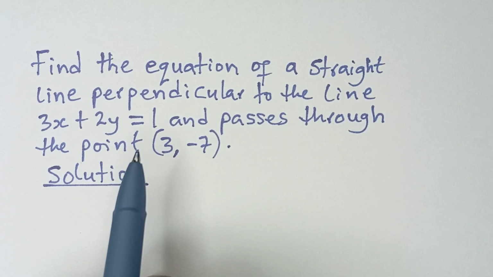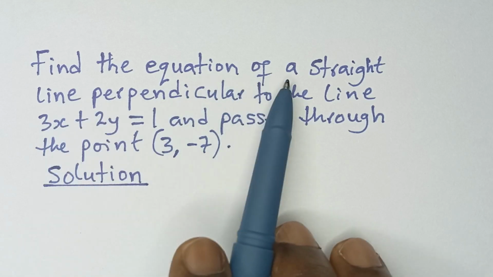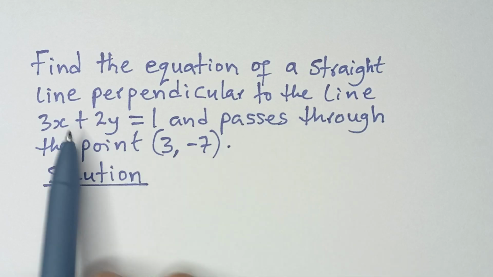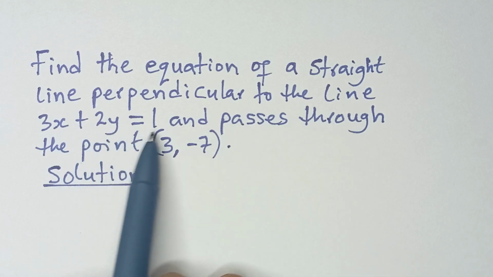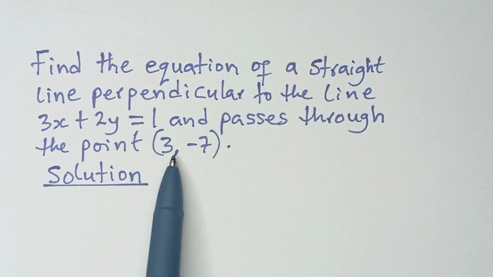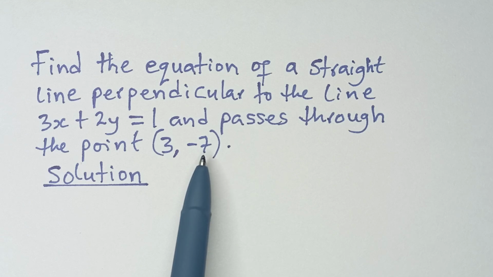Today we'll be looking at the straight line under coordinate geometry. The question here says: find the equation of a straight line perpendicular to the line 3x plus 2y is equal to 1 and passes through the points 3 for x and -7 for y.